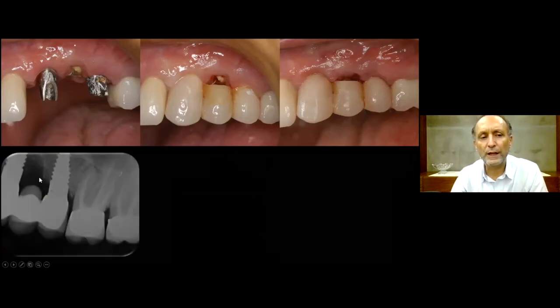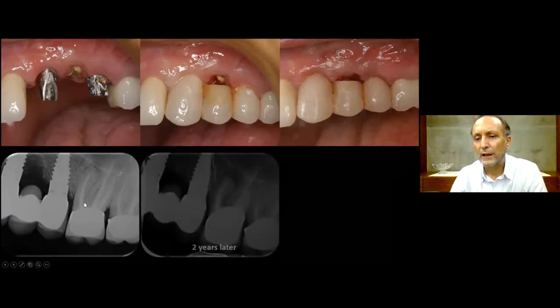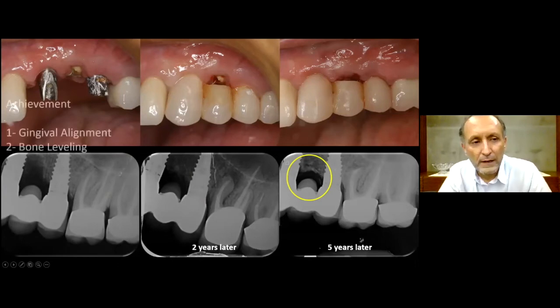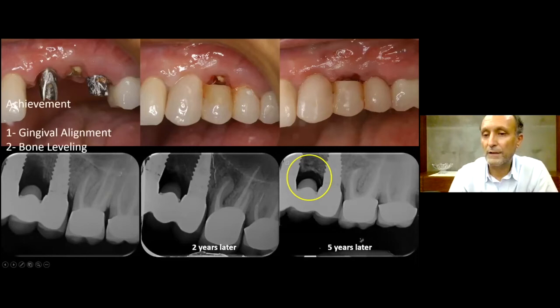Once the bone has remodeled, then we will extract, and then look at it. What was supposed to be a bone resorption on this implant ended up being a bone apposition on both implants, on both sides. Look at it. At the beginning, we had the bone at the first thread. We end up with bone at a different thread, but much more coronal than the bone that we started with. Gingival alignment, bone leveling, then extension.